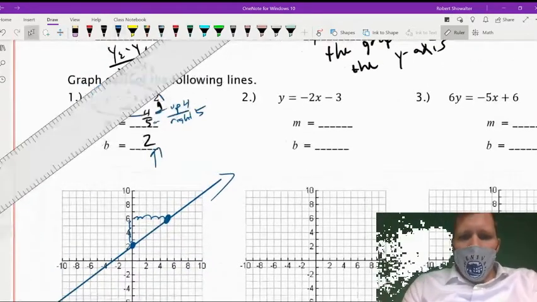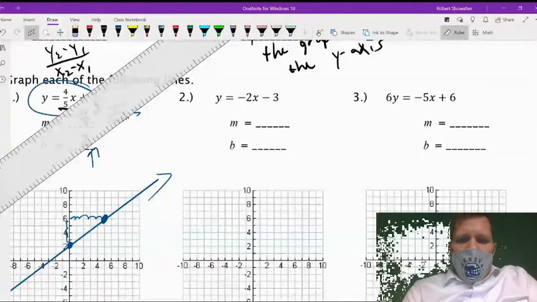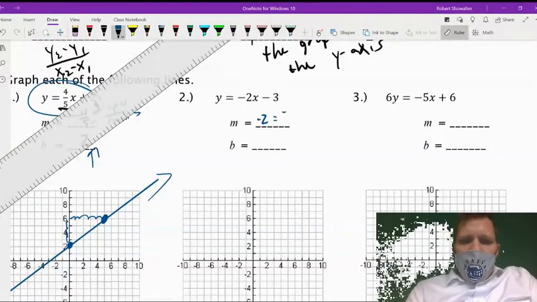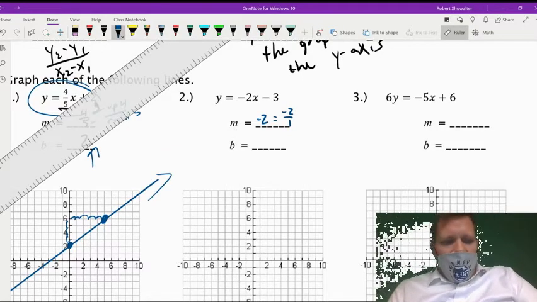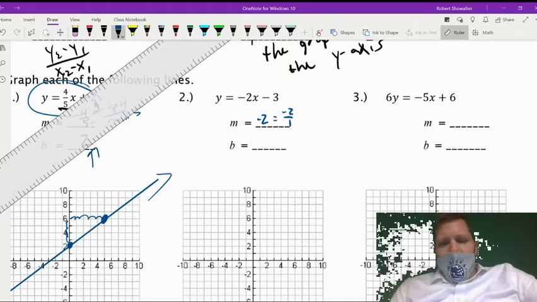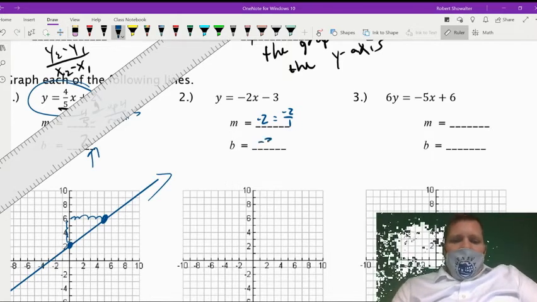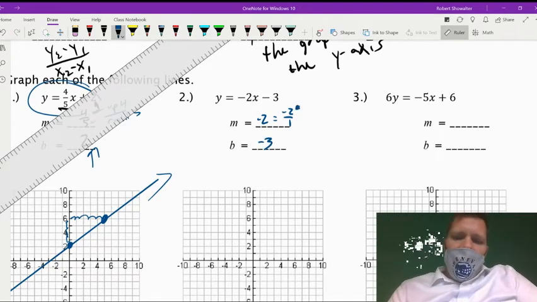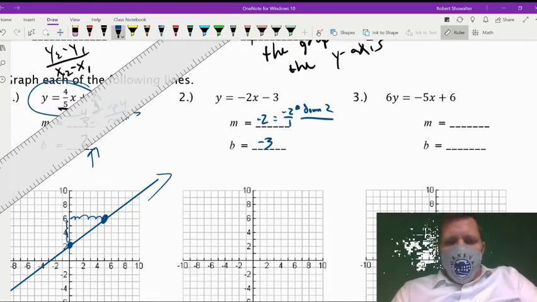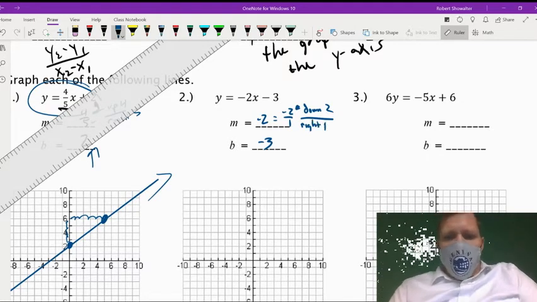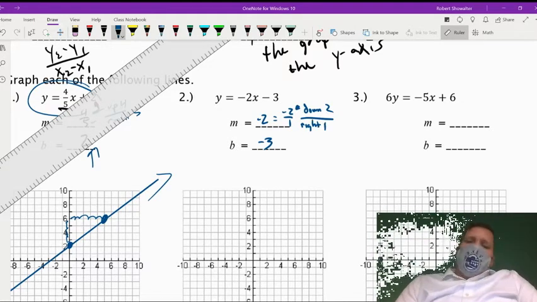Okay, here we go. Number 2. Our slope is negative 2. We can write that as a fraction because we know our slope is a ratio, and we want a way to communicate which one is x and which one is y. Our y-intercept is negative 3. On the top, we have our change in y, so when it's negative, we're going to go down. But we're always going to go to the right for the most part.